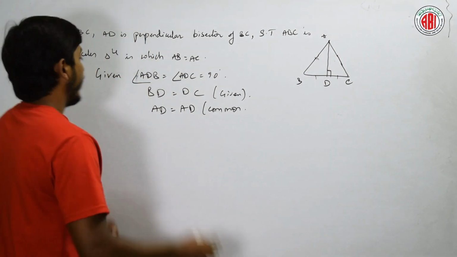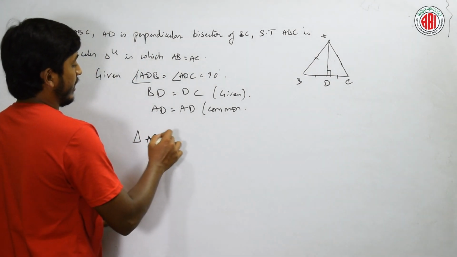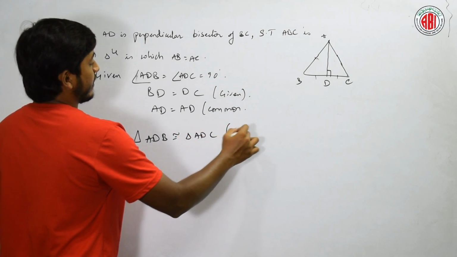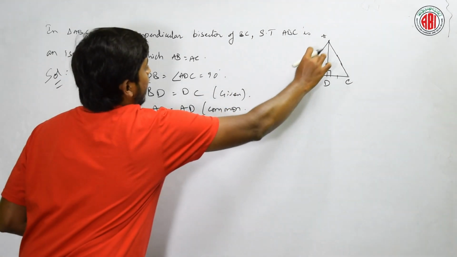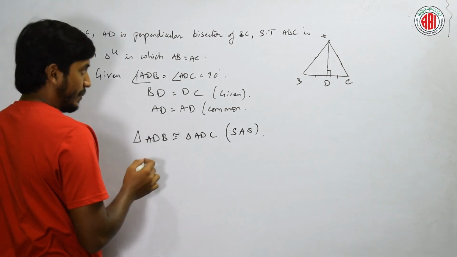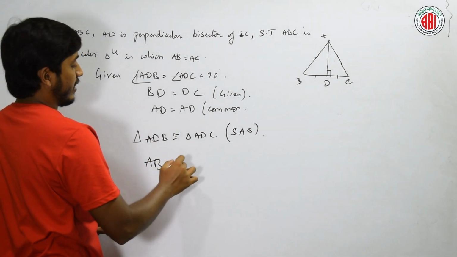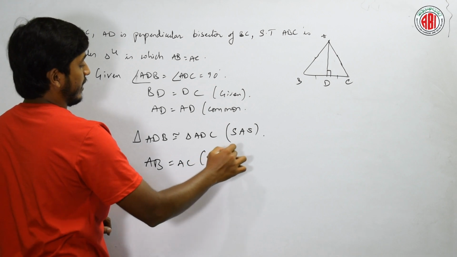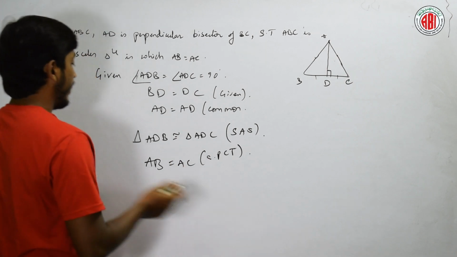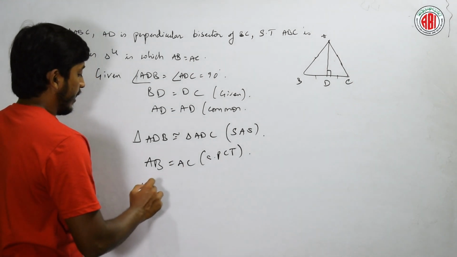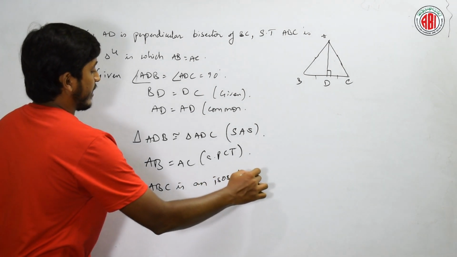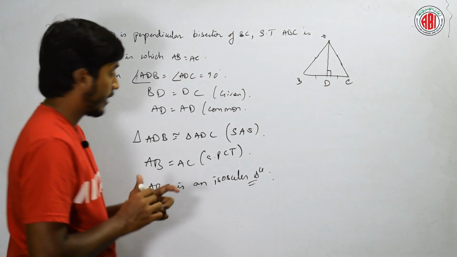isn't it? This is the common side, this is the given side, and this is the angle. If you observe, triangle ADB is congruent to triangle ADC. Why? By SAS congruency. Side AD, okay, angle is this and this is BD. Therefore, by CPCT I can write AB is equal to AC by CPCT. Okay. If any two sides are equal, obviously the triangle ABC is an isosceles triangle. Is it clear?